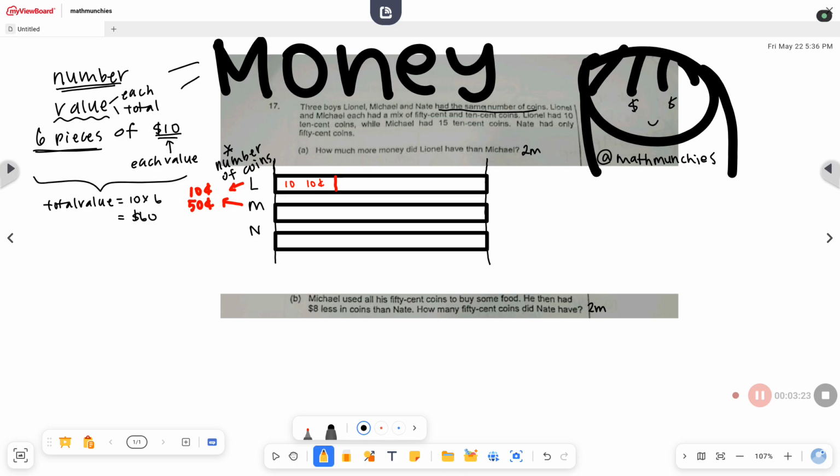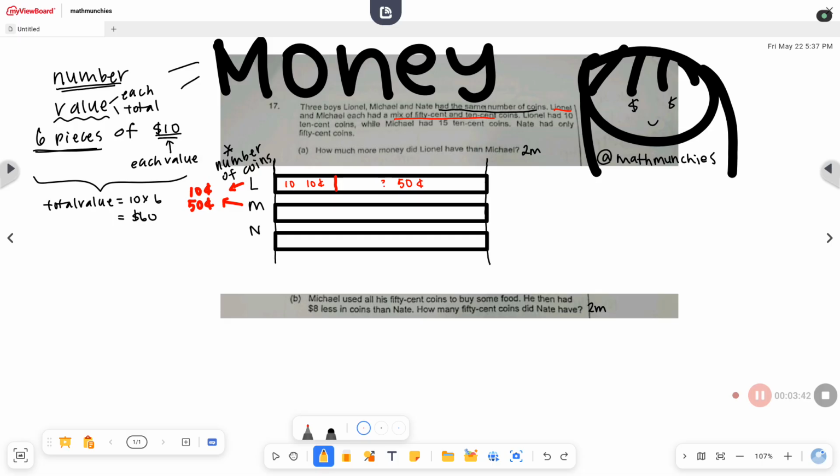Remember just now they say that Lionel has a mix of 50-cent coins and 10-cent coins, right or not? So if this part here is 10 cent, that means the rest is 50 cents. But I don't know how many. So far, so good? What else did they say?